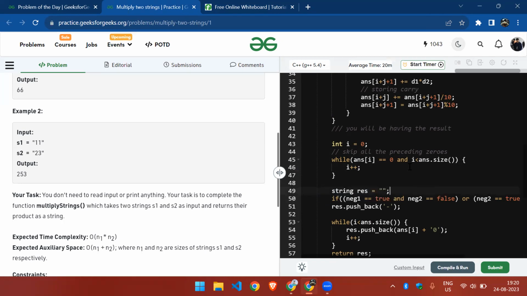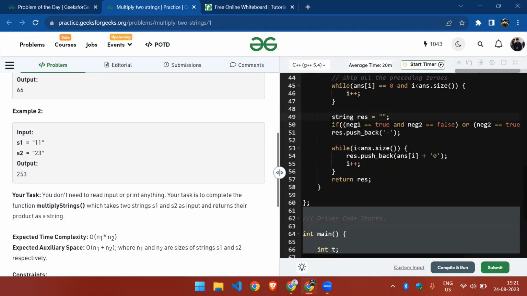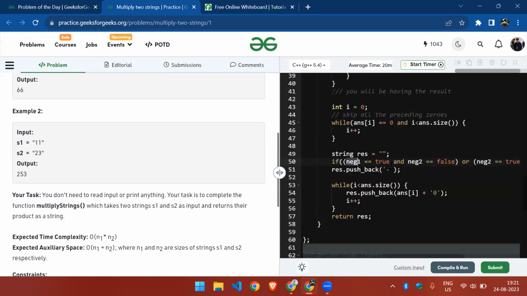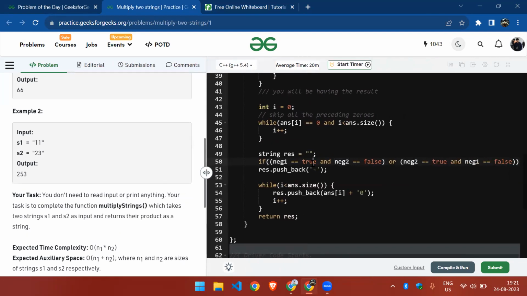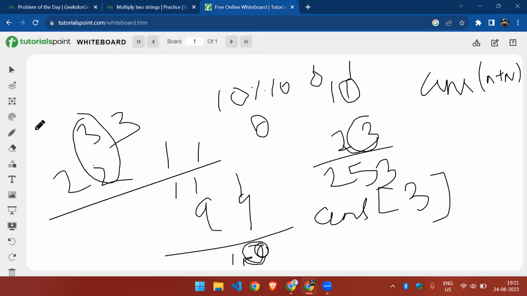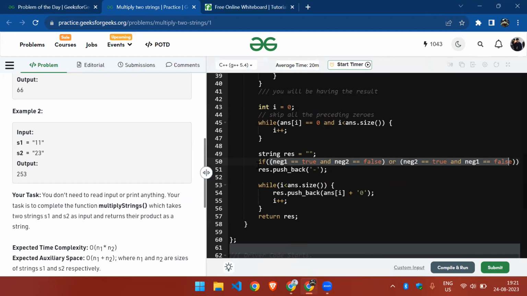Now I've taken a string result, which I will have to return. So if any of the negative variable which I had taken here is true, which means if any of the one string, either it can be the first one or it can be the second one, right? Because as you might know, minus multiplied by plus gives you negative result, and positive multiplied by negative also gives you negative. So I have checked both of these conditions. If any of the condition is true, I will simply add a minus sign to my string answer.